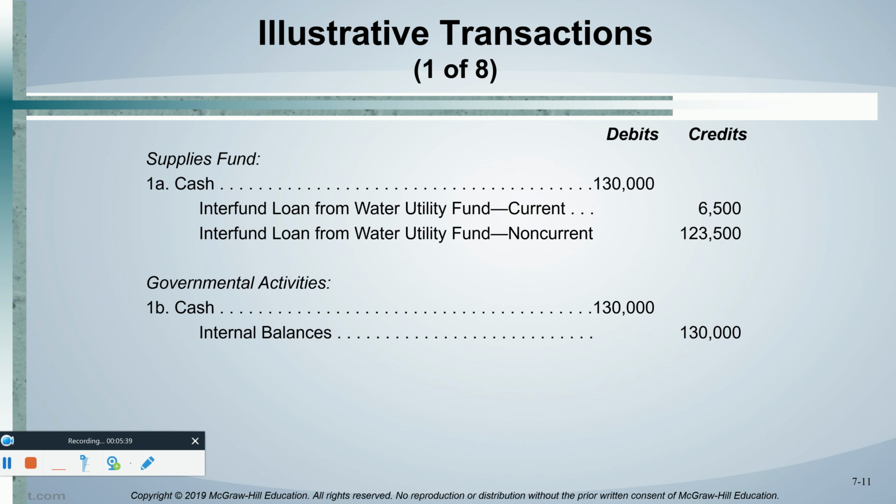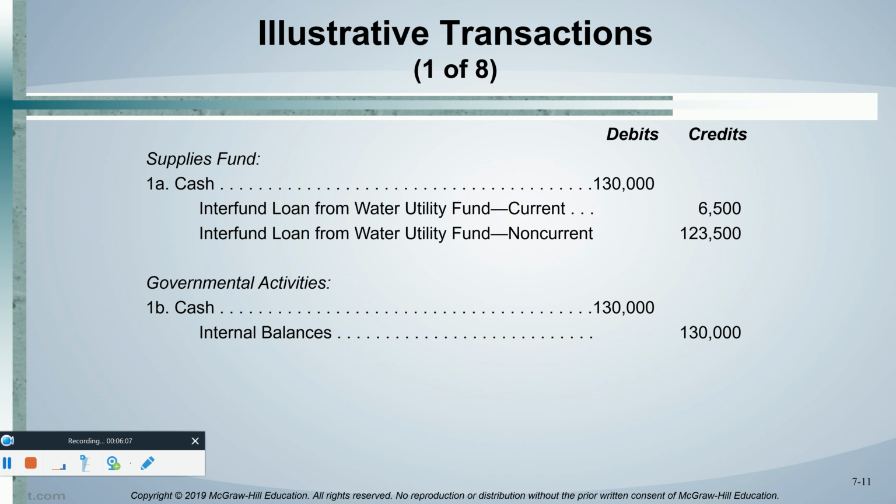And during the next year, here are some sample transactions. And you can see that the supplies fund is the internal service fund. And at the same time, we would have the journal entry and the government-wide statements. So journal entry 1A, the supplies fund, they need to expand. Maybe they need to buy a new building or new equipment or whatnot, but they don't have a lot of cash on hand.